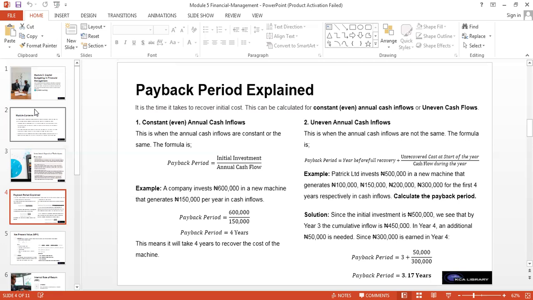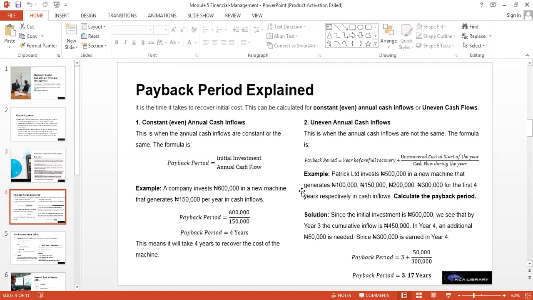To calculate the payback period, since we have 500,000 as the investment, we look at year three. The cumulative value at year three is 450,000. That is, 100,000 plus 150,000 is 250,000, and also we have the 200,000, which makes it 450,000. Deducting 450,000 from 500,000, we still have 50,000 naira.